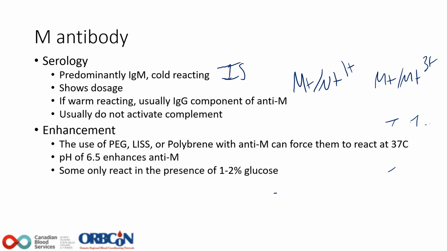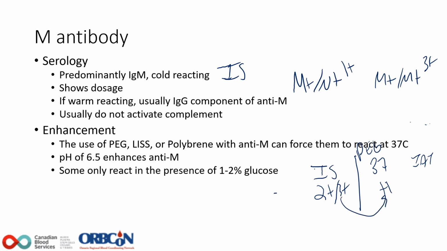So if we're going to use enhancement to bring out the anti-M, you can use PEG, LISS, or polybrene. However, if you're using these techniques, you have to be really careful, because if it reacts at immediate spin, let's say 2 plus or 3 plus at immediate spin, at 37 in IAT, if you use PEG, let's say, you can actually get reactivity that's like 1 plus that carries over because the PEG enhances it enough that it's able to react at a warmer temperature when it normally wouldn't. So just because it reacts at 37 does not mean it's clinically significant if you're going to run it in PEG.